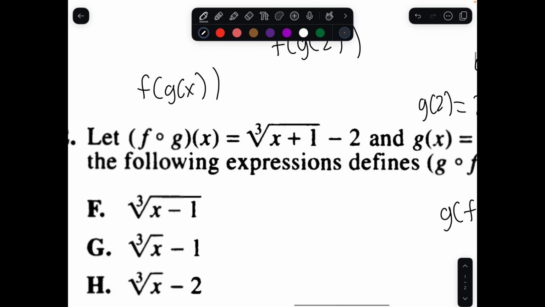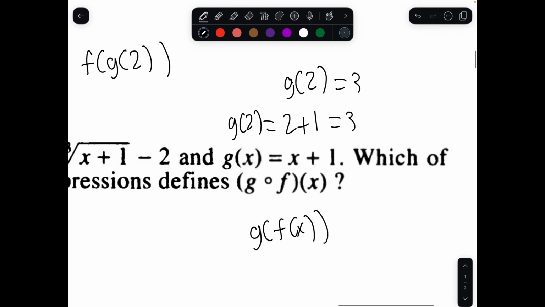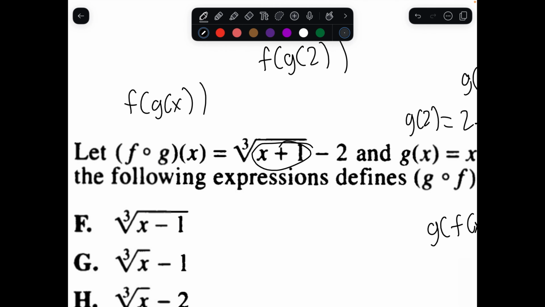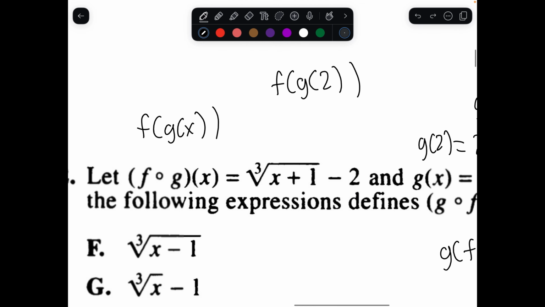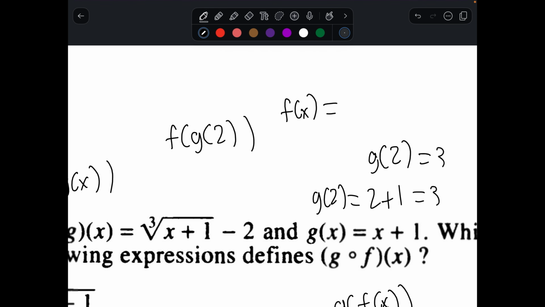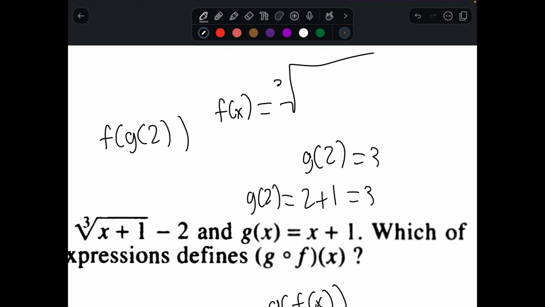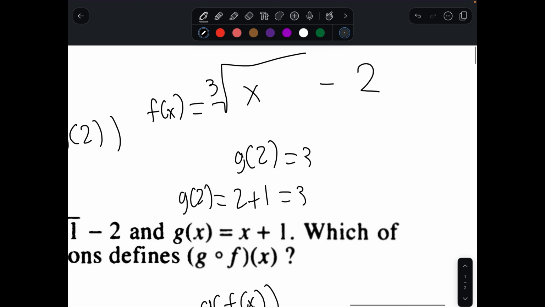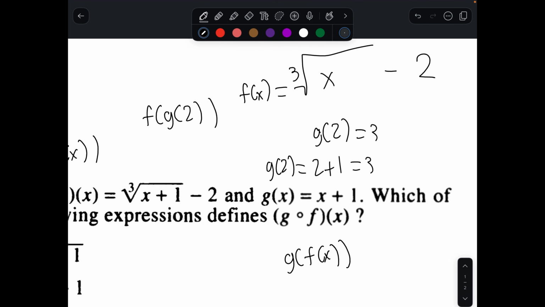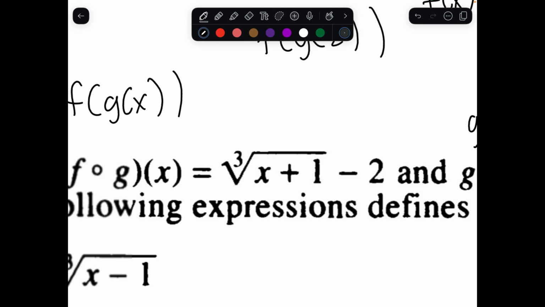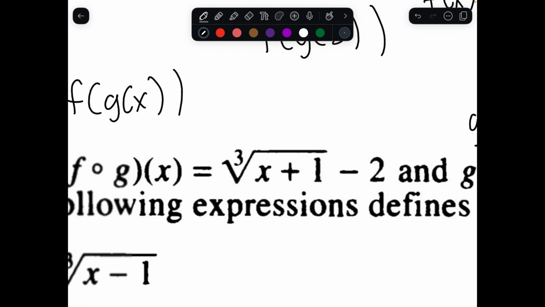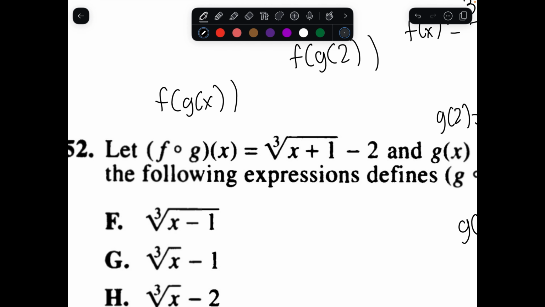So if I look here in f of g of x, right, I can see that x plus 1, this is where they plugged g of x in, right? So this tells me that f of x is the cube root of x minus 2. And why? Well, for f of g of x, right? You plug in g of x for wherever you see x in the function f, right? And then here, they plugged in x plus 1 into wherever they saw x in the function f, right?